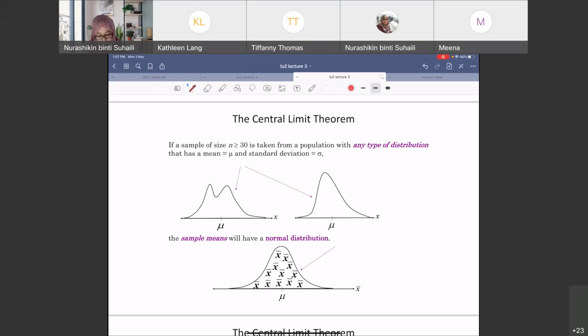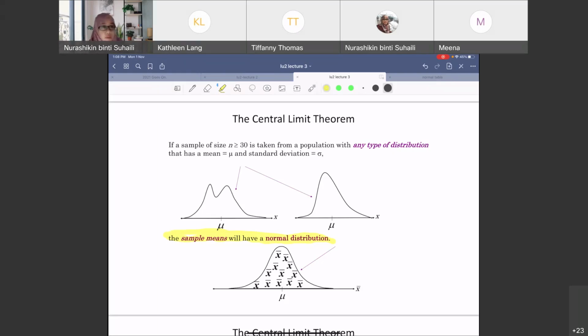So if a sample size of n equal or greater than 30 is taken from a population with any type of distribution that has a mean mu and standard deviation sigma, the sample means will have a normal distribution. Remember when I said before this, I said briefly that any distribution, especially when the size n is big, when I say big is, let's say, more than 30, it will be likely to follow a normal distribution. Sometimes, I mean, most of the time. Okay, so when it is more than 30, there is a high tendency for the distribution to look like a normal distribution. So this is actually one of the theorems in this concept, in this central limit theorem, right?